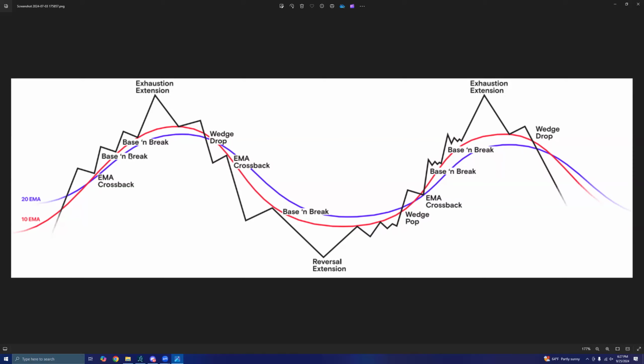There's always going to be trends to the upside and there's going to be trends to the downside. And within each of those trends, there's going to be different stages. So you can kind of see, I want to start here, right? Let's start with a new uptrend.